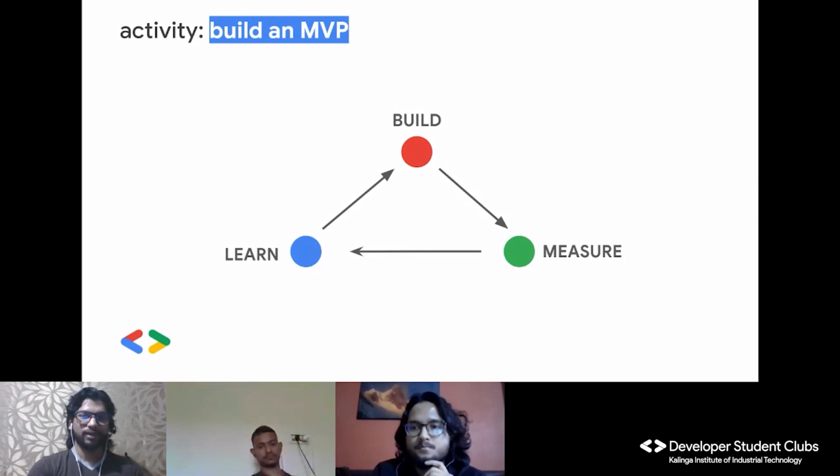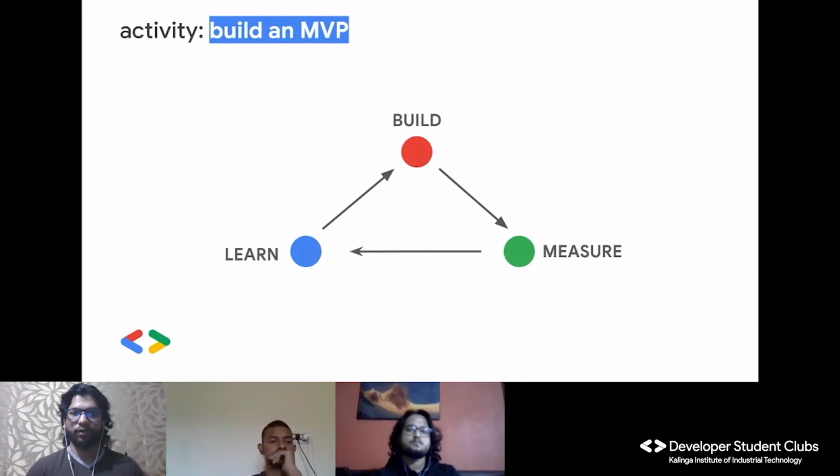But I would suggest that in your free time, try to follow this MVP model, and whatever things we learned: the landing page, the Wizard of Oz, the wireframes, the demo video. Try to do this on your own on any problem statement you like. For example, I'll put a dummy problem statement over here.